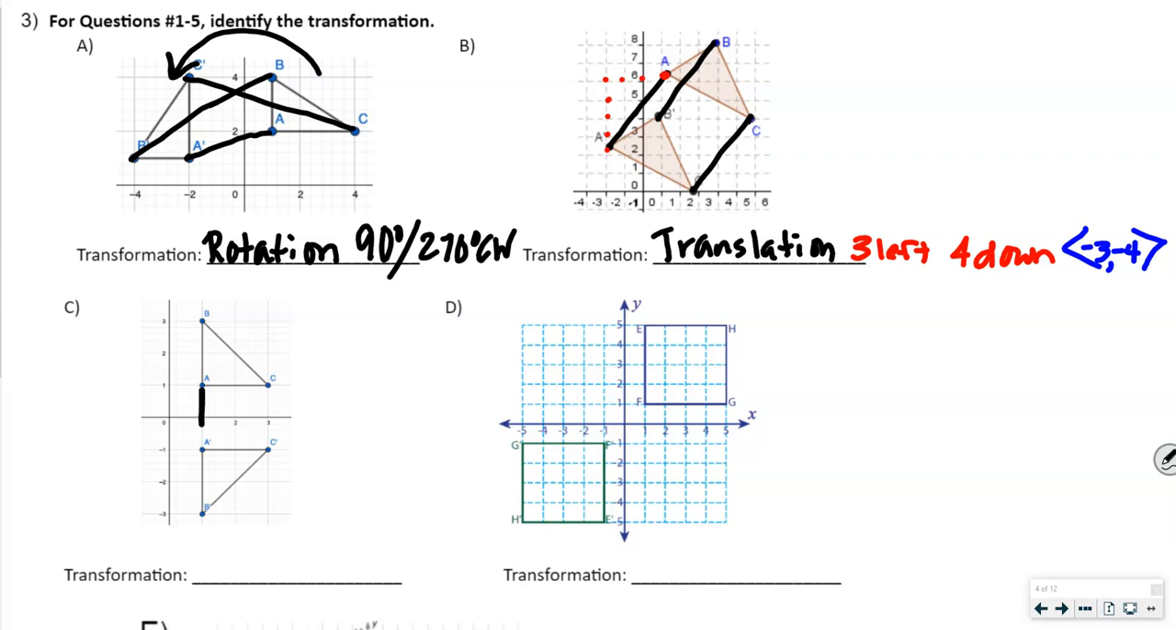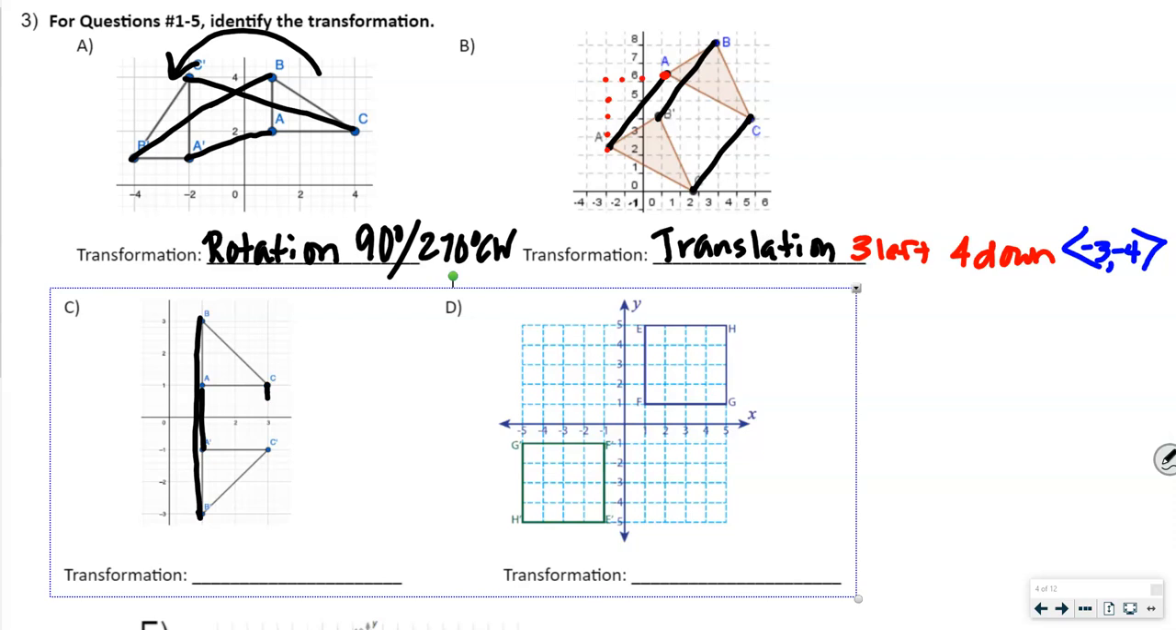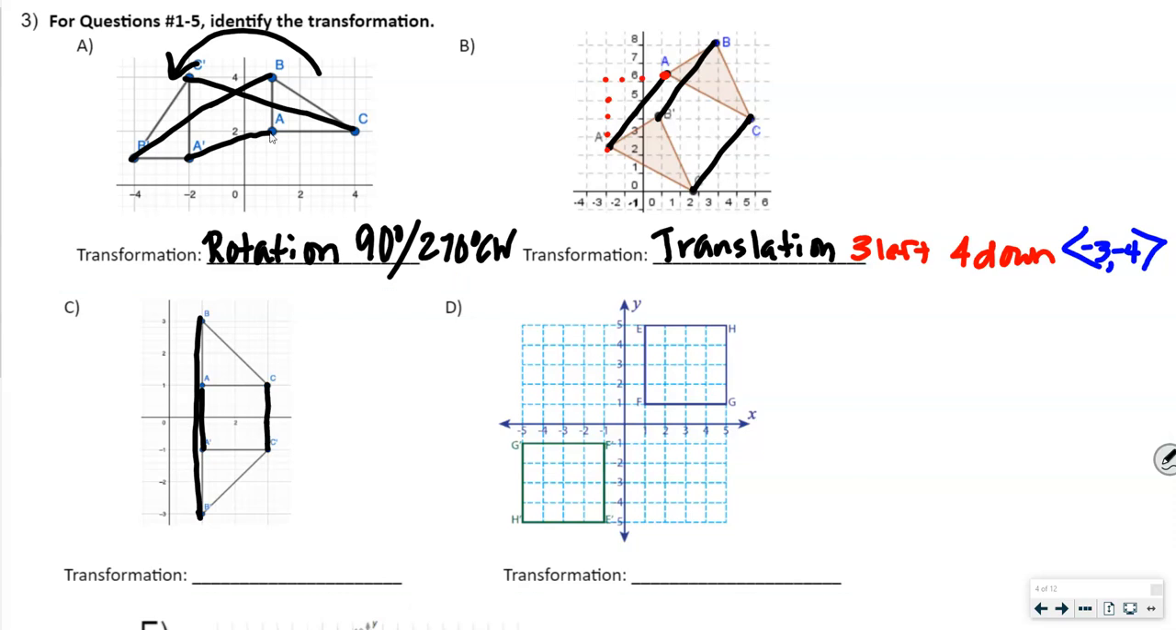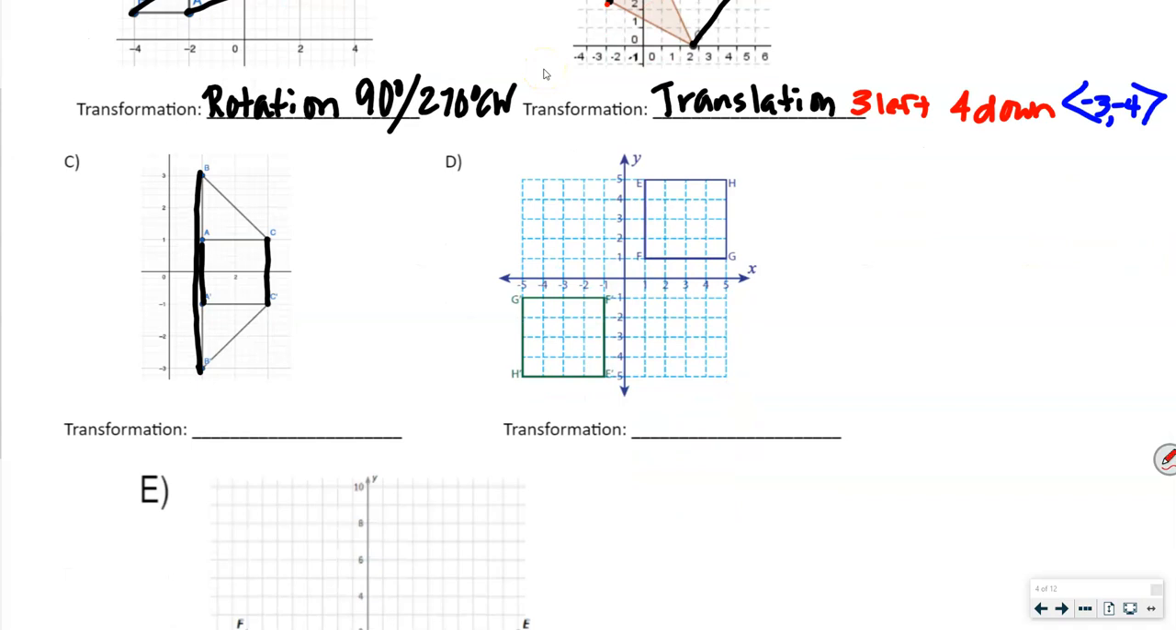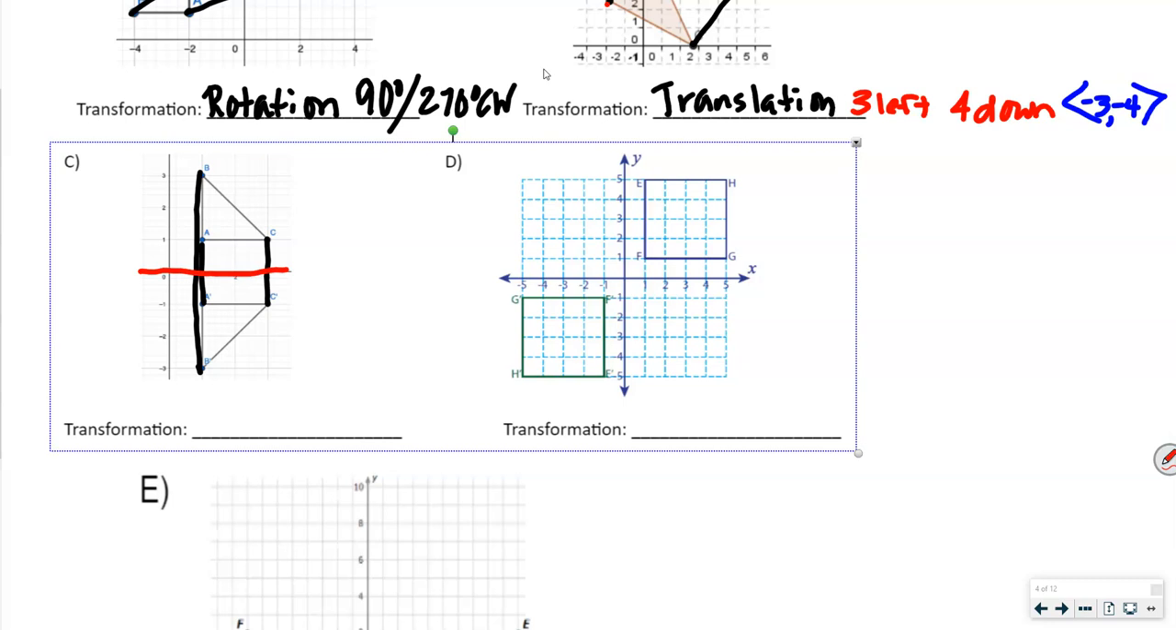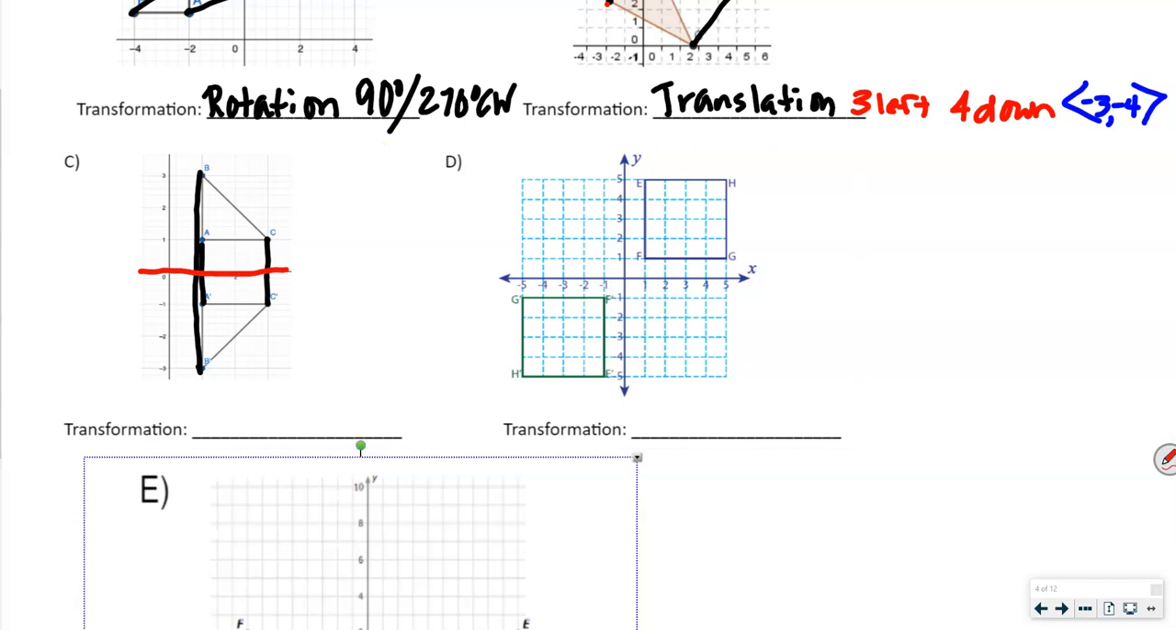So our next one: A to A prime, and then B to B prime right there, and then C to C prime. Y'all notice that? Those lines are all parallel, but they are not the same length, are they? So this is going to be a reflection. Remember, if the lines are parallel but not the same length, it's a reflection. And we're going to bisect those lines to find our line of reflection, okay? So this is going to be a reflection over the x-axis.